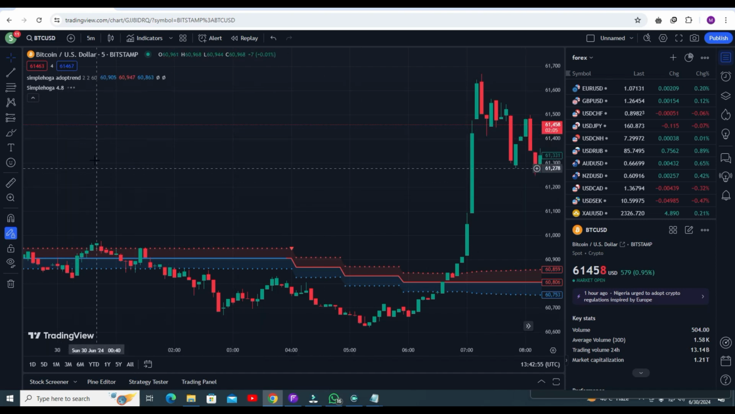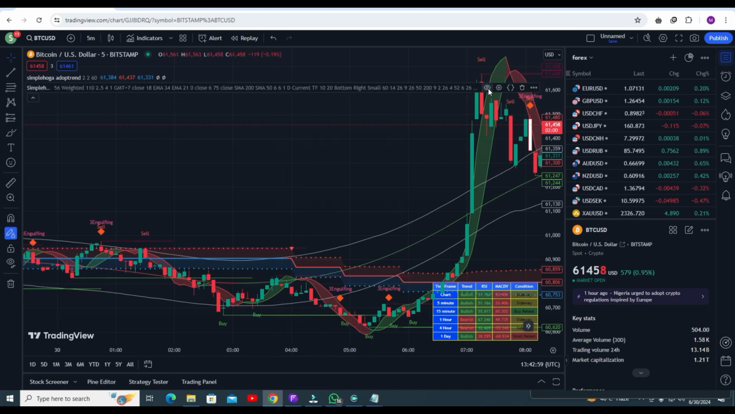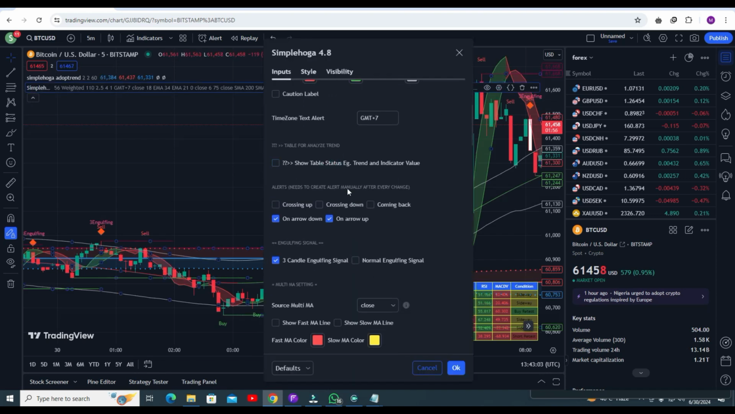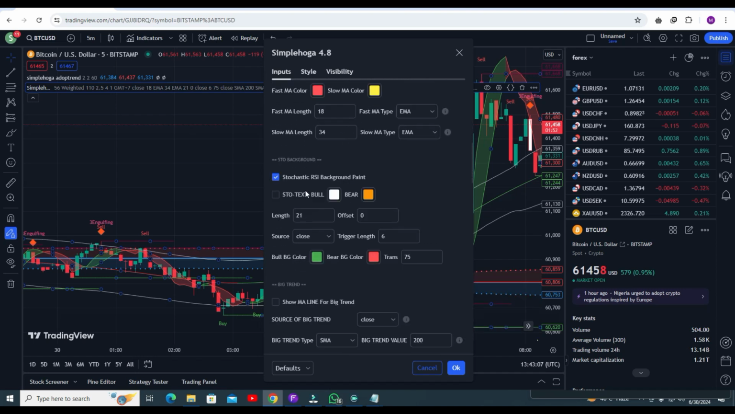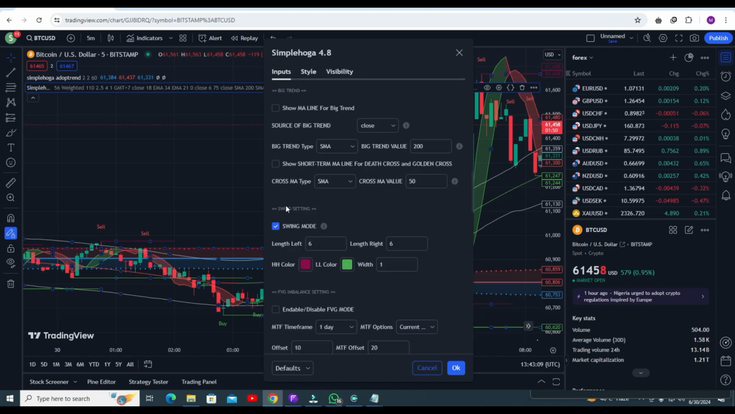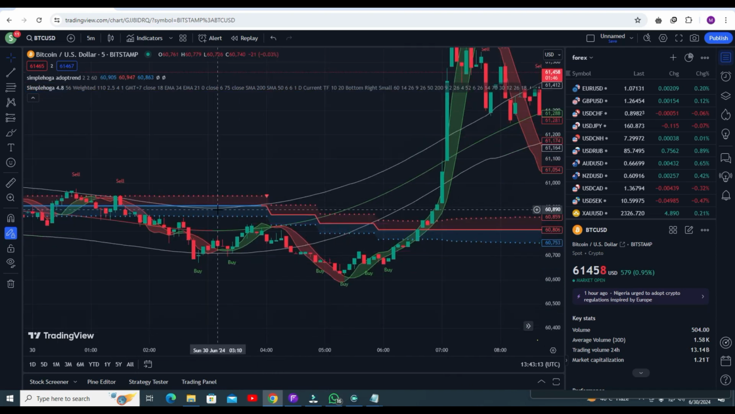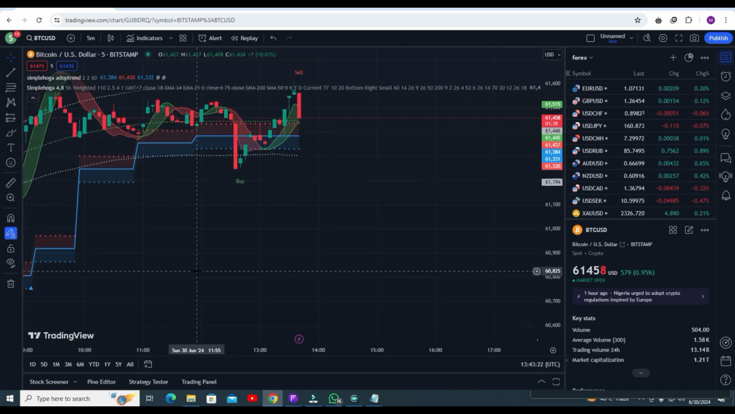After adding this indicator, I need to show you the settings. Oh, okay, it's done, I think. Just go to settings, and you have to uncheck this one and uncheck this one. Slowly scroll down, uncheck this one and click OK. Your settings are now done, and your indicator now looks awesome. You can see it looks awesome.